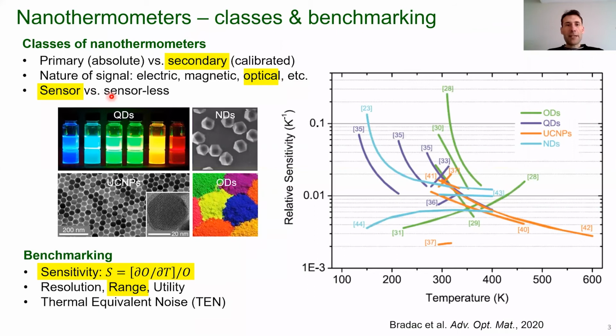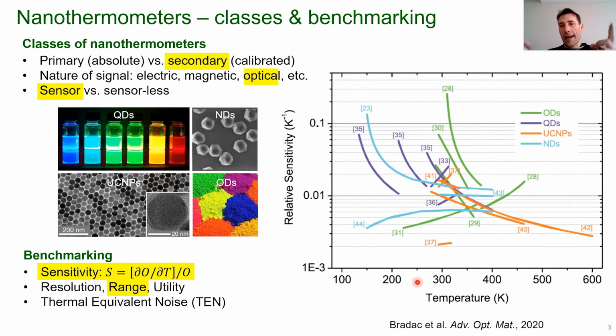temperature. Now, when we try to benchmark these nanothermometers, meaning when we try to compare them with one another, there are a few characteristics that we usually consider. The first one is the sensitivity. Sensitivity is defined basically as the derivative of a certain observable as a function of temperature divided by that observable itself. The reason we use this particular figure of merit is that we can compare, like I did in this graph, a bunch of different techniques that might use different properties, different observables, and put them all in the same graph. And in this graph, basically what you need to look at is the temperature range.